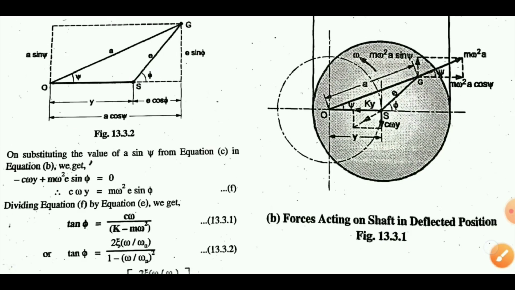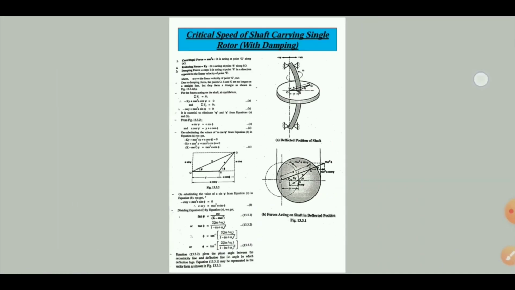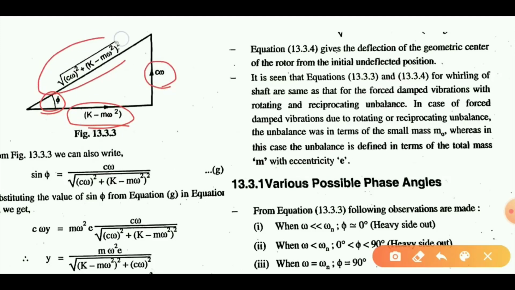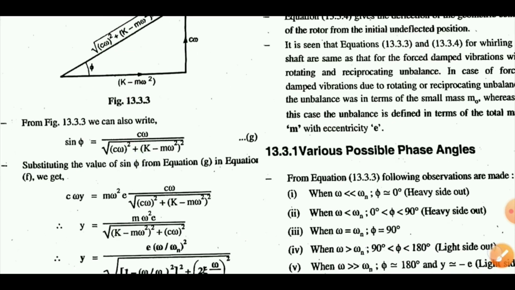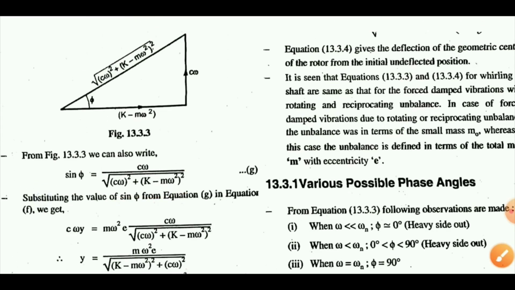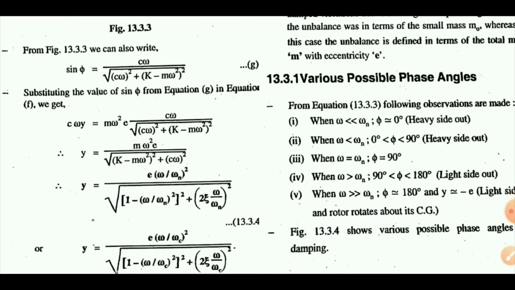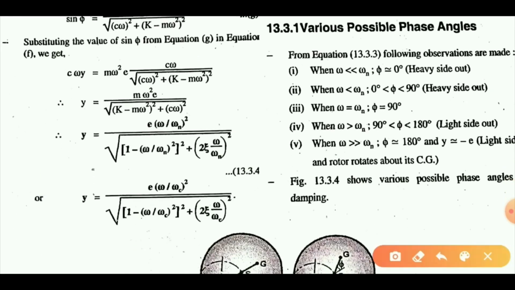Now we will discuss the variations. Here we can see there is a phi, and this is the horizontal and vertical side, and this is the hypotenuse. So we get sine equal to opposite upon hypotenuse. In the same way we can find cos, which is equal to adjacent upon hypotenuse, and we can find the deflection y.